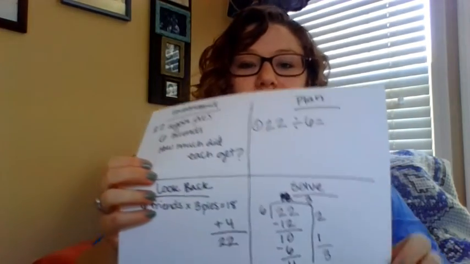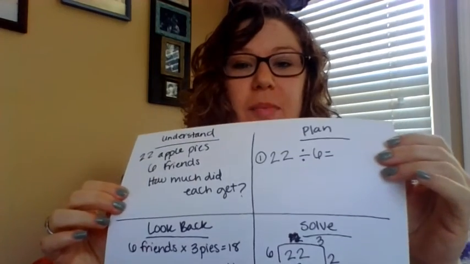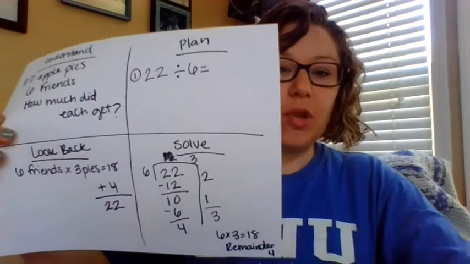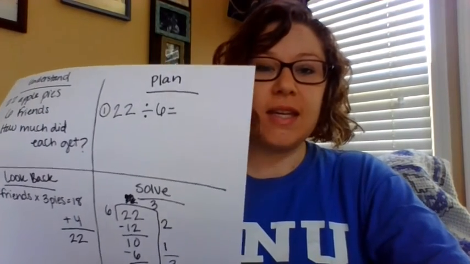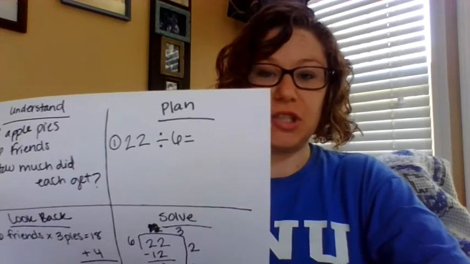So we did division, 22 divided by 6. The opposite operation would be multiplication. So in my look back square, I've done his 6 friends times the 3 pies they'll each get, which leaves me with 18 pies plus the 4 he had remaining gives me the 22 pies he started with from my understand square.